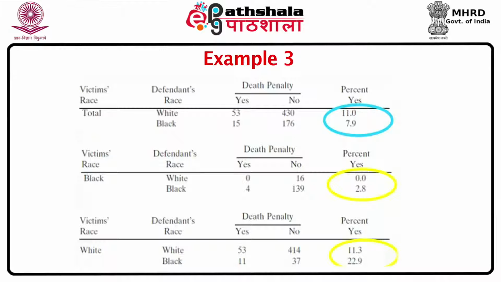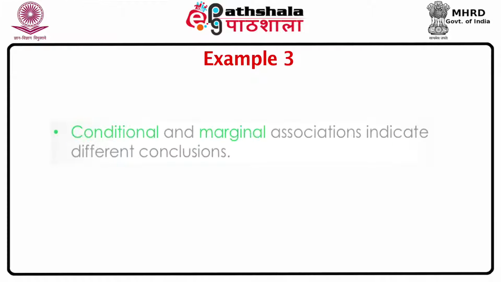Yet we see that when we collapse the data and add the two tables, it turns out that white defendants were more likely to be awarded the death penalty. So this is a classic paradox when we analyze discrete outcomes and is referred to as Simpson's Paradox. Technically, the reason is that conditional and marginal associations indicate different conclusions. We shall look at this example in greater detail in a subsequent module.